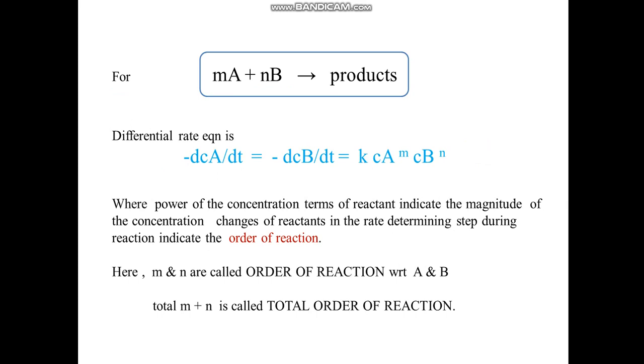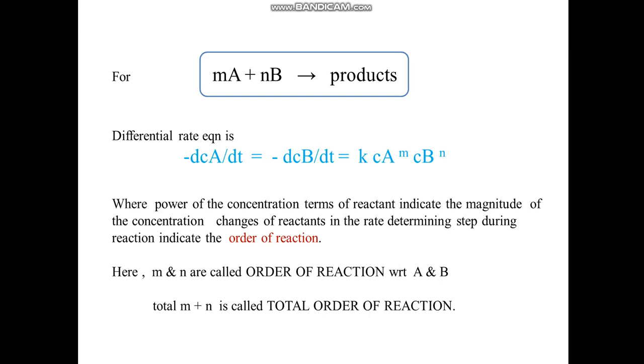For the reaction mA plus nB giving products, the differential rate equation is minus d[A] by dt, that is equal to minus d[B] by dt, equal to K into [A] raised to m into [B] raised to n, where the constant K is called the reaction constant, the rate constant or the specific reaction constant.